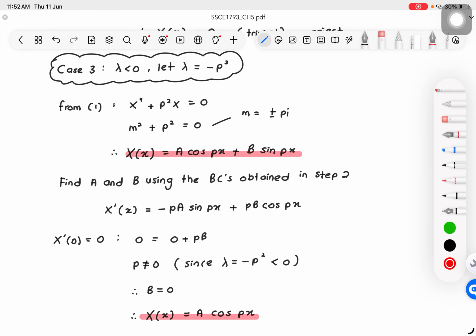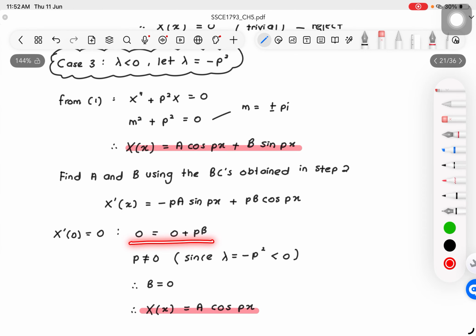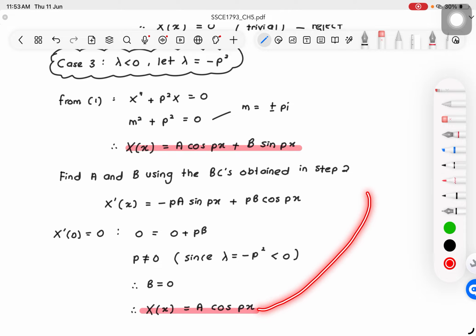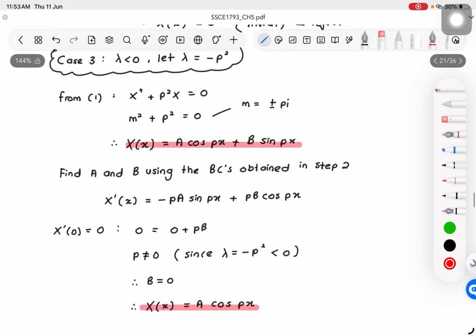Here x prime 0 is equal to 0, so we will get this one. Either p or b is equal to 0. p will not be equal to 0 since lambda is equal to negative p squared, which is less than 0. So if p is not equal to 0, your b is equal to 0. After we obtain b is equal to 0, we substitute inside this one, so we have x is equal to a cos px.